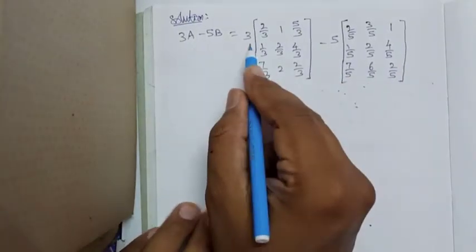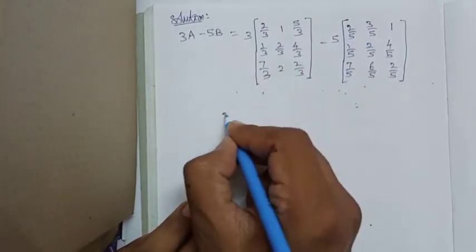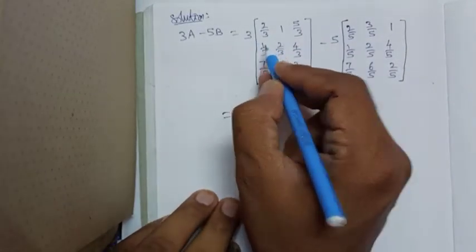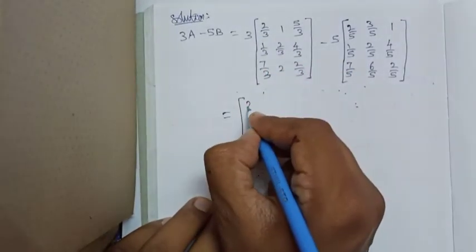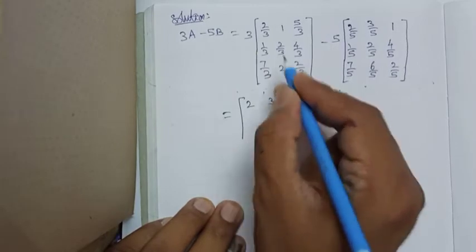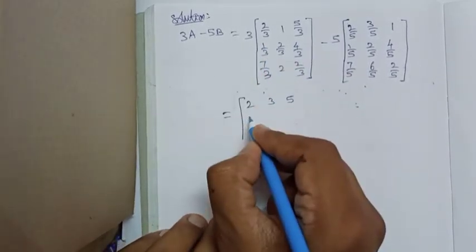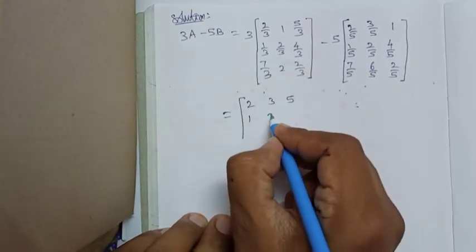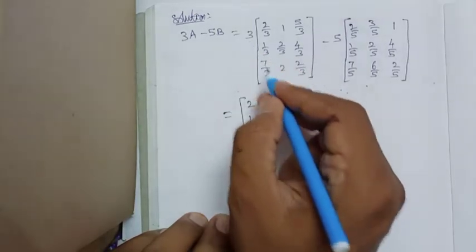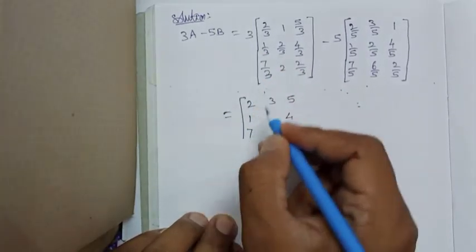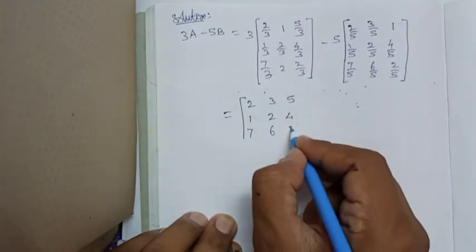So 3 into the A matrix minus 5 into the B matrix. Now multiply inside by 3. We get, so 3 cancel and 2. 3 ones are 3, and 3 into 5 by 3 we get 5. 3 into 1 by 3, 1. 3 into 2 by 3 we get 2. 3 into 4 by 3 we get 4. 3 into 7 by 3, 7. 3 into 2 by 3 we get 2.